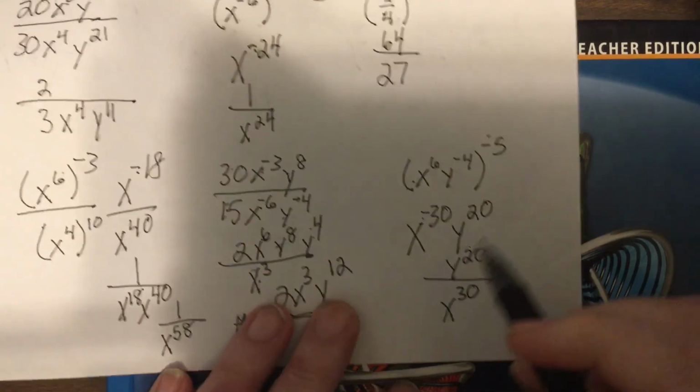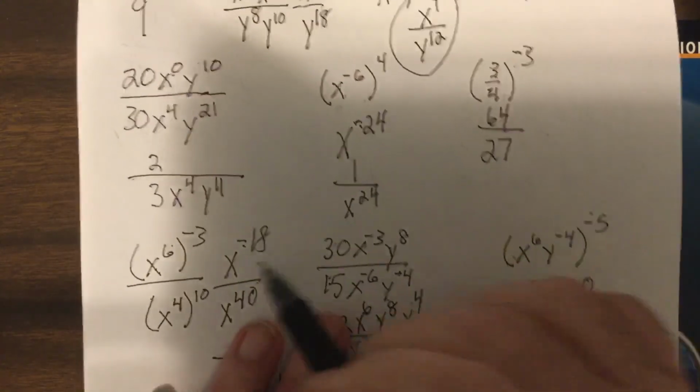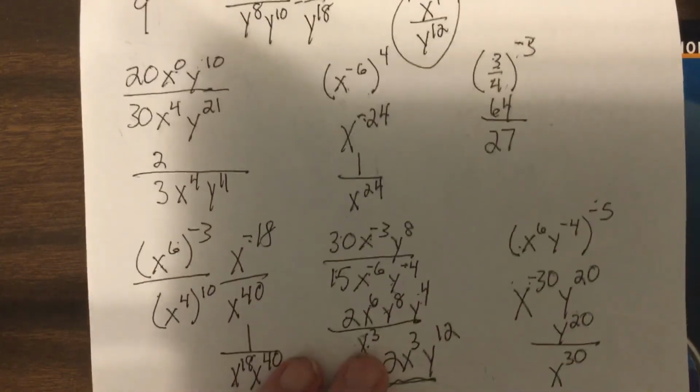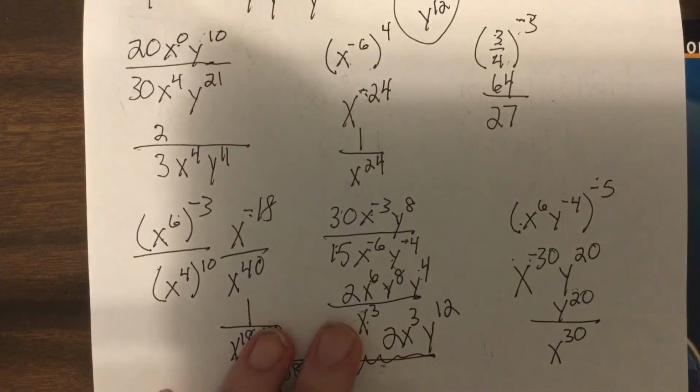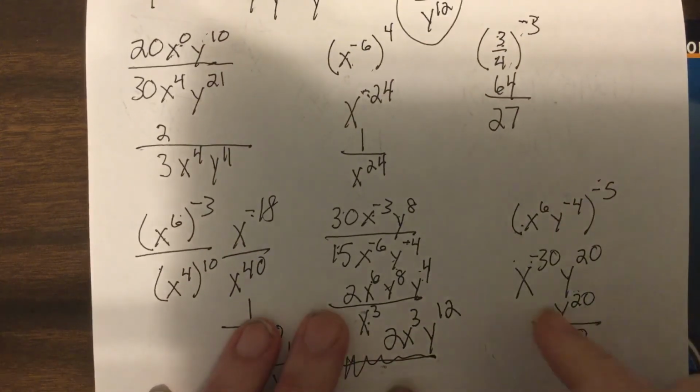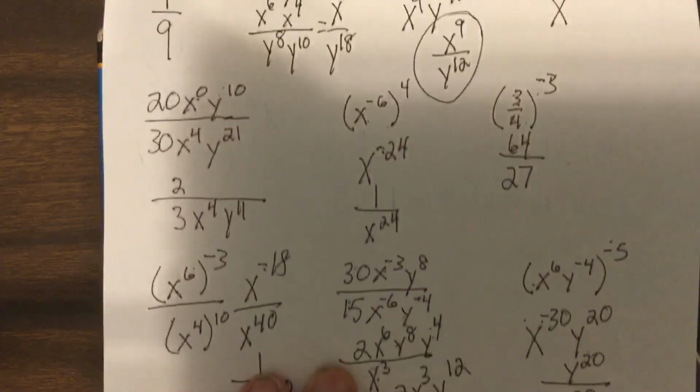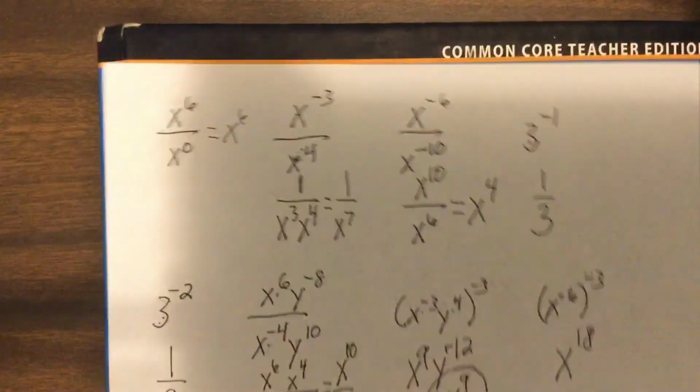So that's my answer. An answer cannot have a negative in the power except for scientific notation, whatever that is. So except for scientific notation, you cannot have a negative in the power. So you have to move it. Okay, we'll talk about this in class, of course.